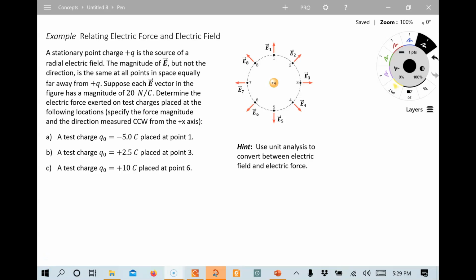Hi, this is an example problem from Chapter 18. It deals with relating electric force and electric field. Pause for a moment and read the question.